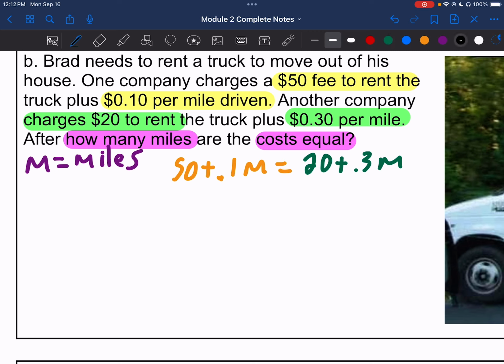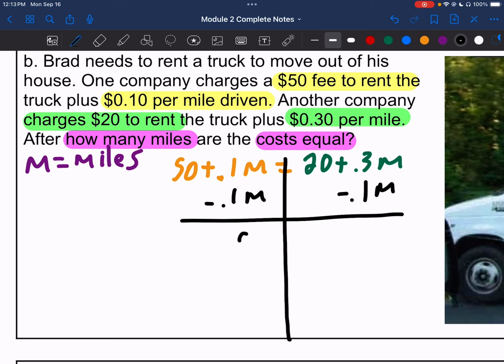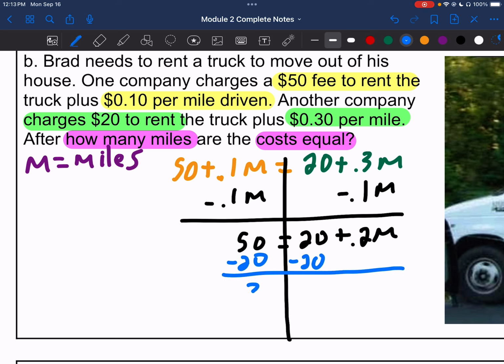So my first step in solving this, I see that I have a greater value on the right for the variable than I do on the left. So I'm going to subtract 0.1m from both sides. And I'm going to get 50 is equal to 20 plus 0.2m. Now my next step is going to be subtracting 20 from both sides. And we get 30 is equal to 0.2m.